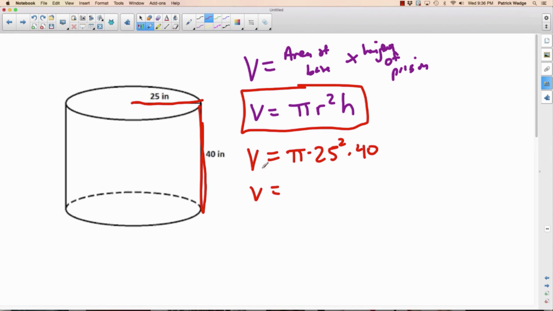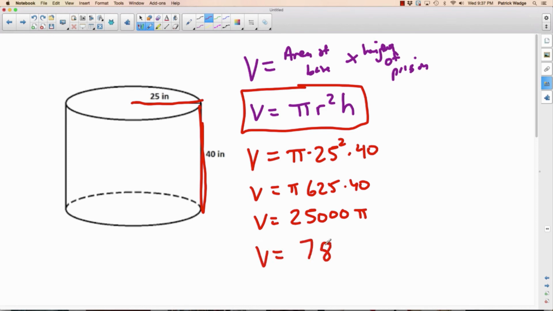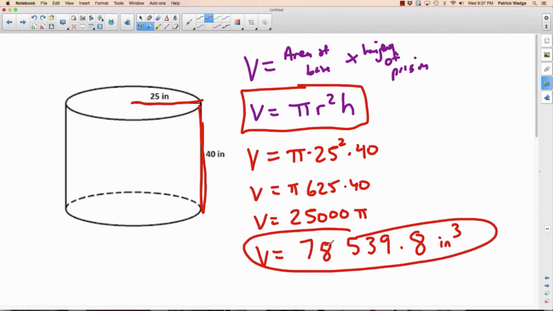So there's two ways you could do this. One way is you could do your 25 squared. You should do that first actually, and get 625 times 40, and we still have our pi. So that gives you 25,000 pi. That's a totally acceptable answer. It's actually the most exact answer. Or you can actually multiply by pi. Pi button would be great for that. And you'll get 78,539.8, I'll do one decimal place. And we're talking about inches, so it'd be inches cubed. And there's your answer. Okay, so for cylinders, this formula will always work.